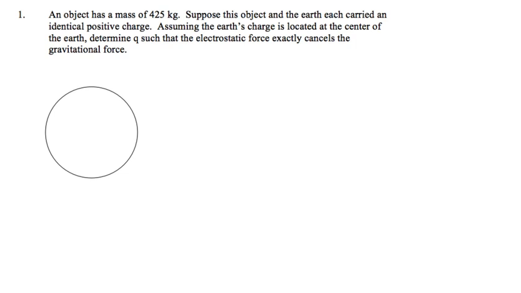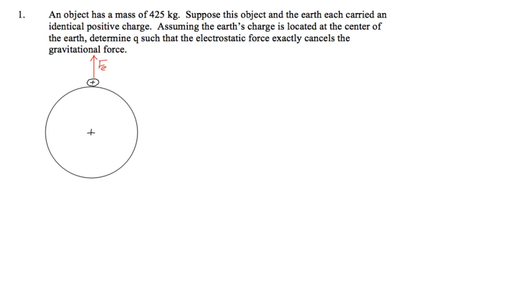cancels the gravitational force. So if I put the object right here on the Earth, and now that's going to have a positive charge, and the Earth is going to have a positive charge, and I want the weight of this object to be canceled out by the electrostatic force. Well, I know the electrostatic force is going to be in that direction because like charges repel. So that right there is going to be my electrostatic force.